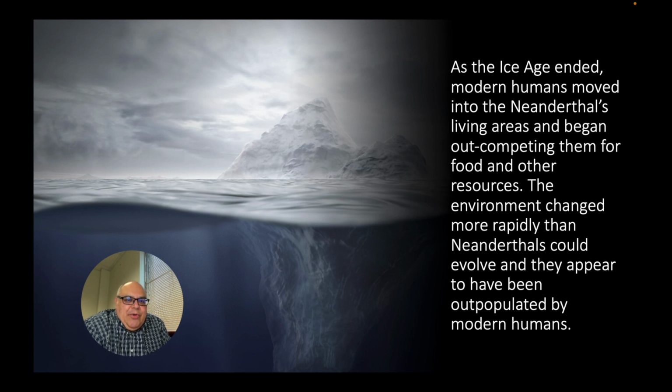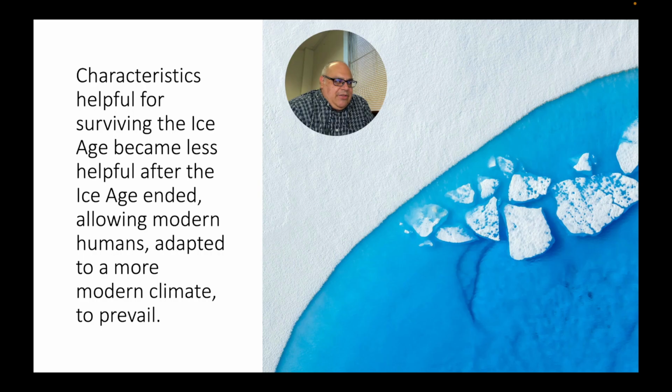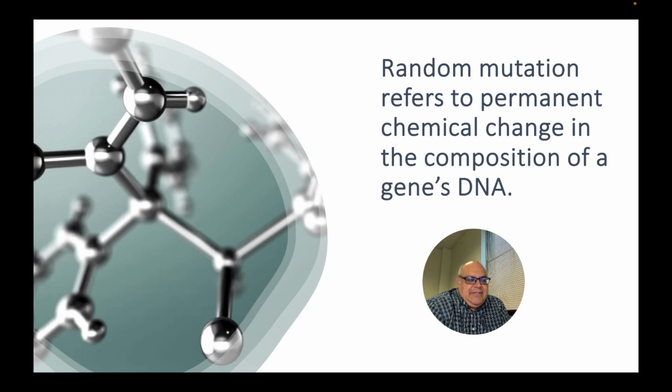Their traits or characteristics didn't change so much as individuals; Neanderthals that had those traits and characteristics tended to be less likely to survive over time. More of them died because of these changing conditions. That means there were fewer Neanderthals left to propagate their species, to spread around their DNA, and over time they died out. So this is the idea of natural selection. Characteristics that were helpful for Neanderthals to survive the Ice Age suddenly became less helpful or even created a disadvantage for them as the modern climate took over from the Ice Age.